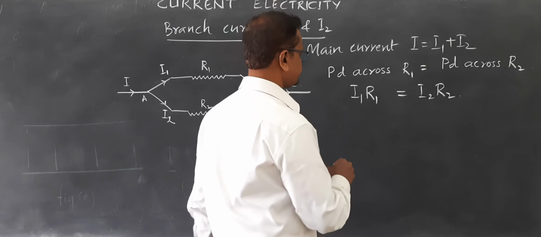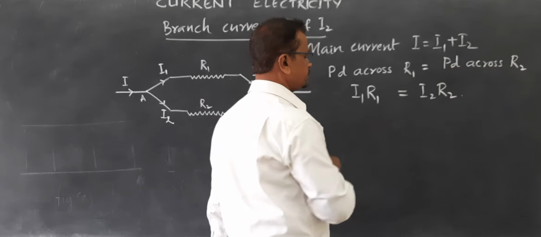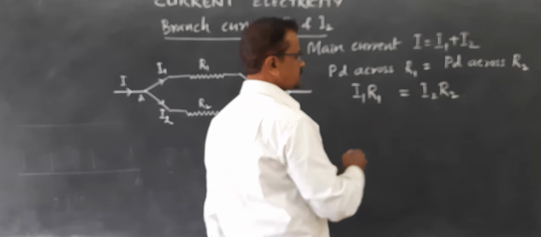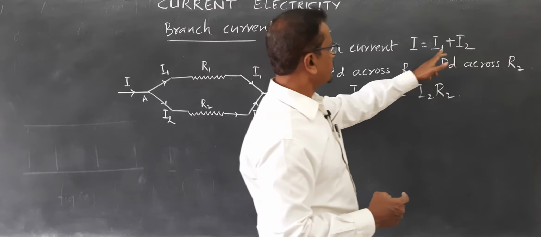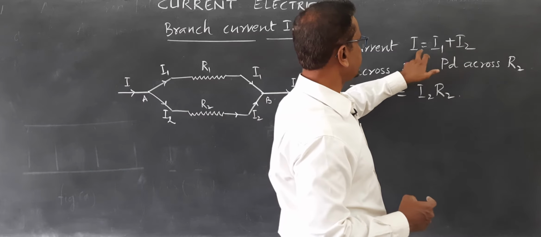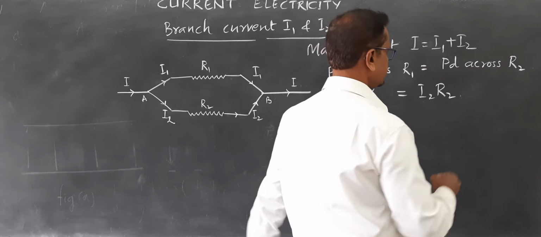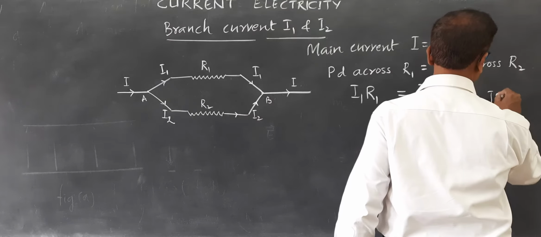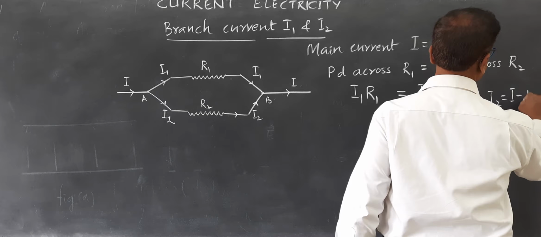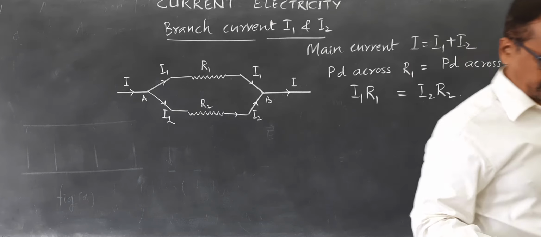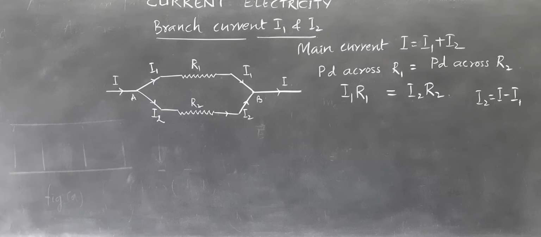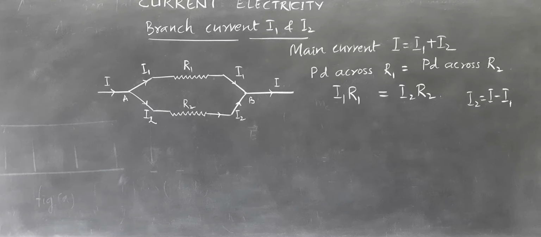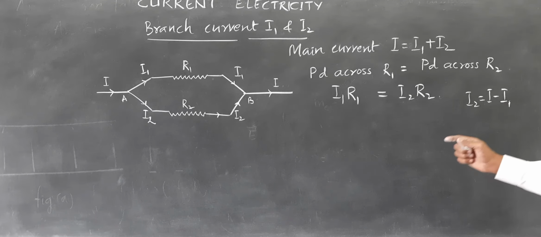Now, I want to find out I1, so eliminating I2. How to eliminate I2? What is I2 from this equation? I2 is equal to I minus I1. So, substitute I minus I1. What happens if you substitute I minus I1? Look at this.